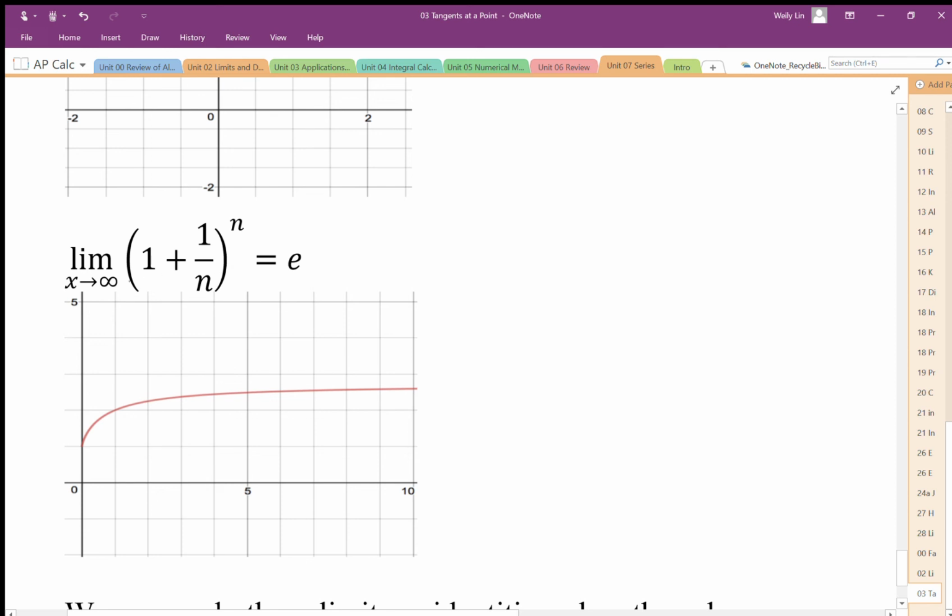So this limit actually comes from compound growth. If you take a look at this one here, the limit as x goes to infinity is going to be e. So it approaches a value of e.